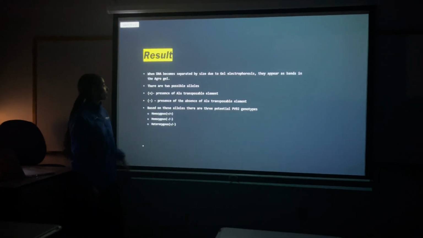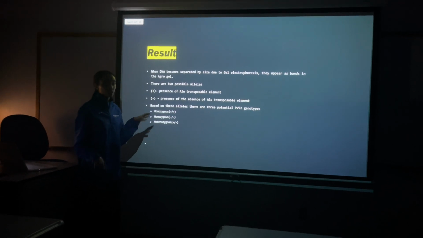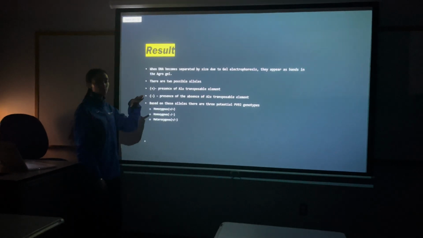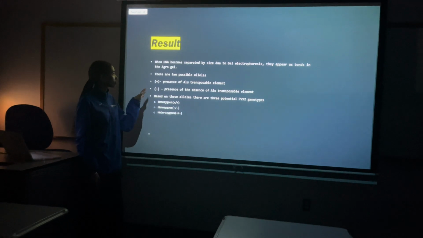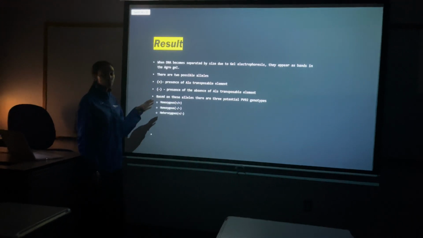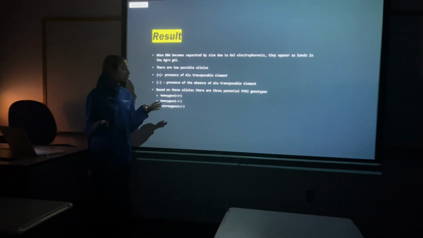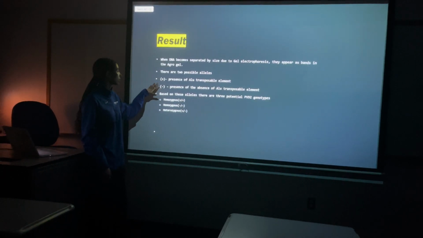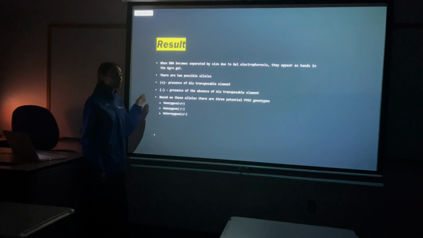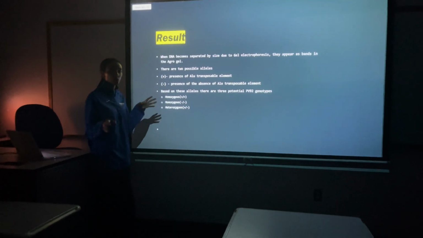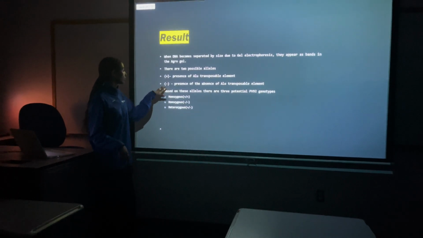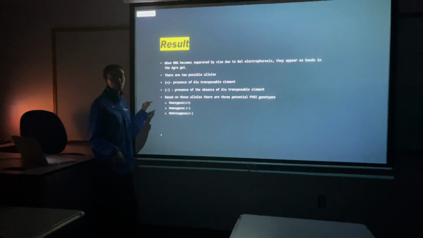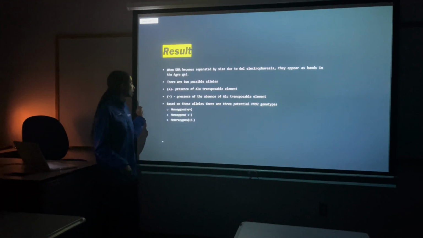Okay, so when DNA becomes separated by size due to gel electrophoresis, they appear as bands in the agarose gel. And there are two possible alleles that we can get from these bands. The first one is the positive one, and the second one is the negative one. The positive one means that there's an allele, a transposable element, and the negative one means that there's an absence of the allele transposable element.